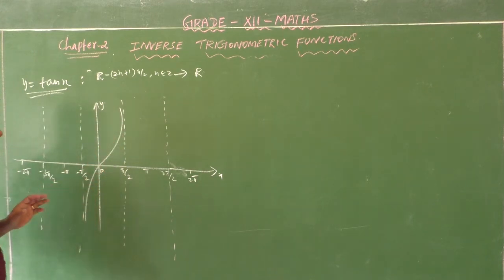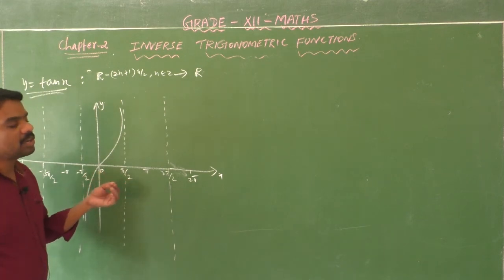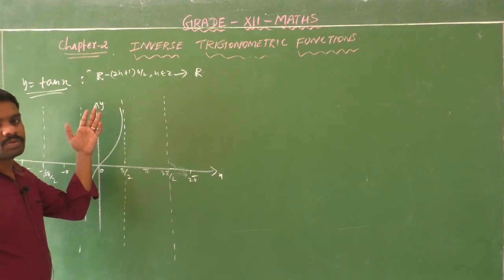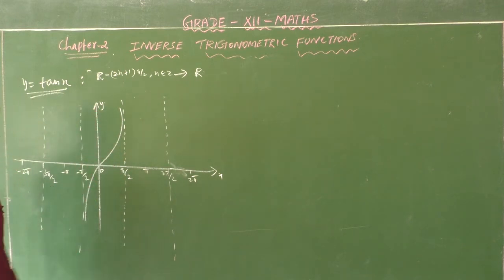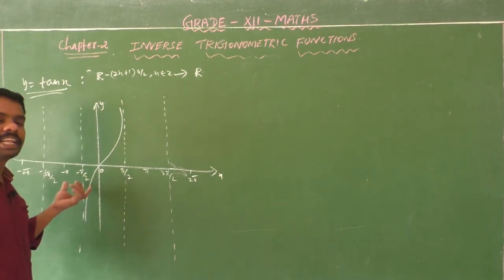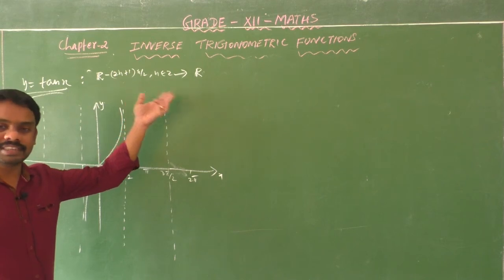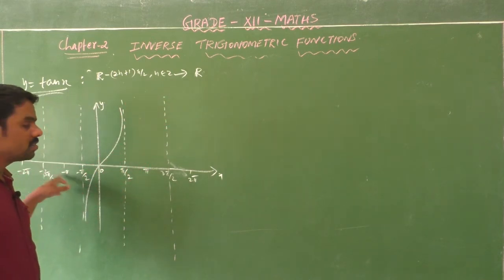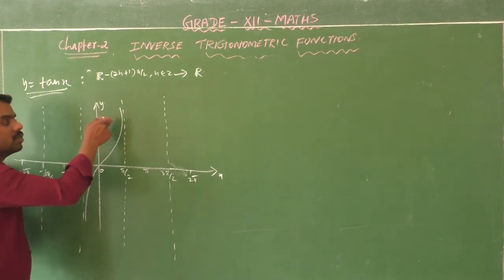Here x equal to plus or minus pi by 2 and x equal to plus or minus 3 pi by 2, and so on: x equal to (2n plus 1) times pi by 2 are asymptotes of this curve y equal to tan x, where n belongs to Z. These lines are asymptotes of this curve.